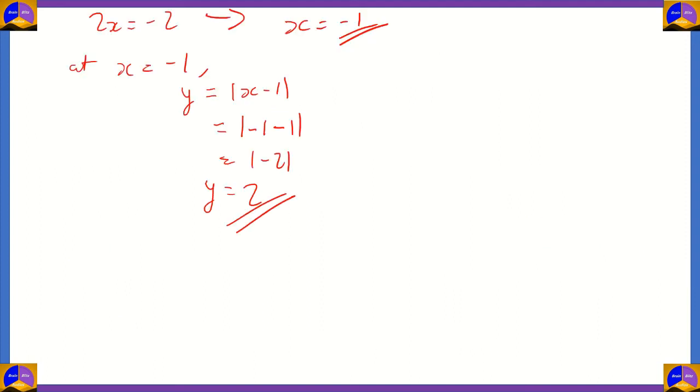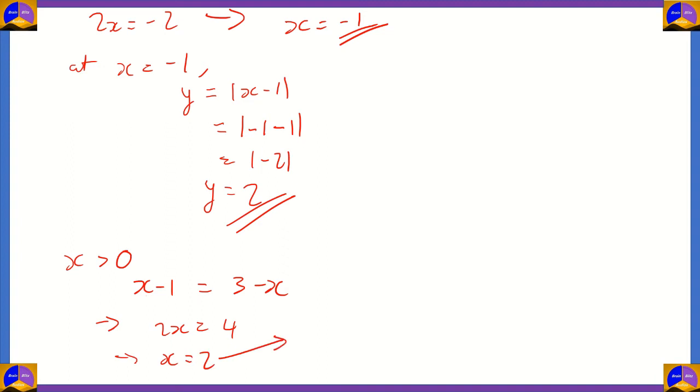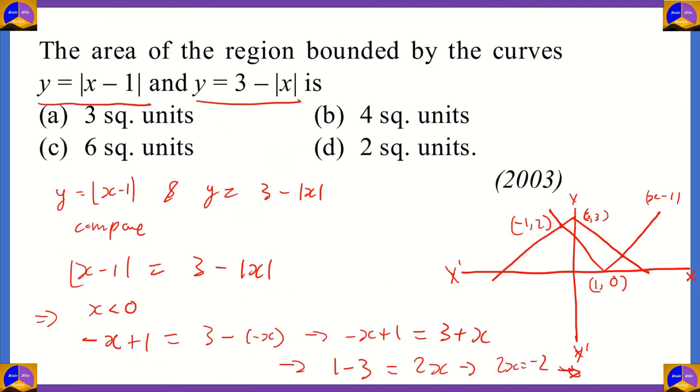The other point we have to solve right now, so for that we'll take x greater than 0. When x is greater than 0, you will have x minus 1 equals 3 minus x. The modulus values are now positive. So therefore, 2x will now be equal to 3 plus 1, that is 4. So therefore, x equals 2. So at x equals 2, you will have y equals mod x minus 1. That is 2 minus 1, which is equal to 1. So therefore, you will have 2, 1 as the other point of intersection between the two curves.